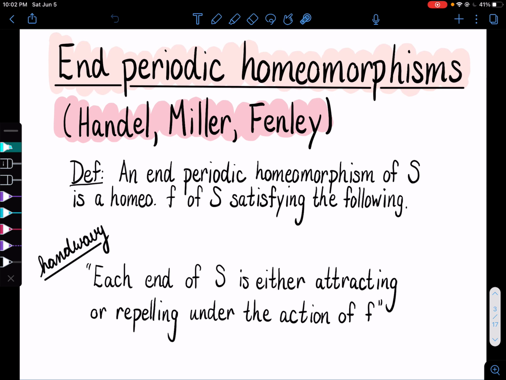So just as a reminder, in case you didn't see the first talk, when I'm talking about n-periodic homeomorphisms, I'm talking about homeomorphisms F of an infinite type surface S, which satisfy the following. I'm just going to give the hand-wavy definition here, which is more than enough to take us through the talk, which is that we want each end of our surface S to be either attracting or repelling under the action of F, so either under forward or backward iteration.